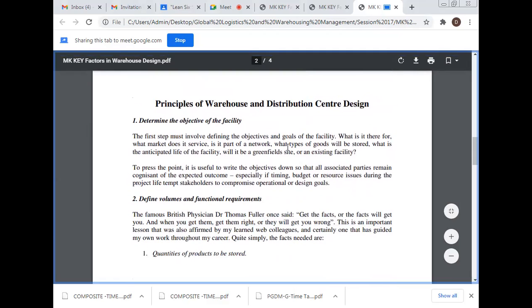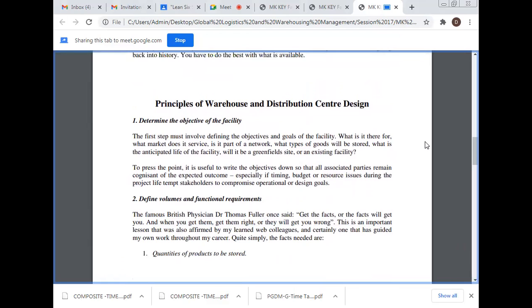Principles of warehouse and distribution center design. What are the different principles for the warehouse and distribution center design? Determine the objectives of the facility. The first step must involve defining the objectives and goals of the facility. What is it for? What market does it serve?